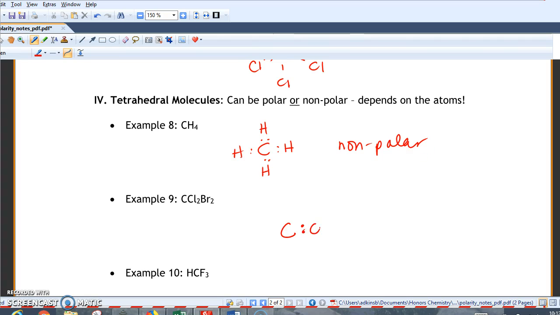Here's an example with 2 Cls and 2 Brs. And sometimes students look at this and they kind of think it's symmetric, and I could totally see why, because it's 2 and 2, which seems even. But this one, since you have chlorine versus bromine, and chlorine is more electronegative, chlorine will win electrons more, and this would be polar. Now, it may only be slightly polar, because the EN differences might be small, but for our purposes in Chem 1, we can call that polar because it's not symmetric.